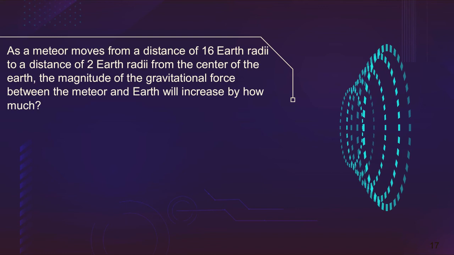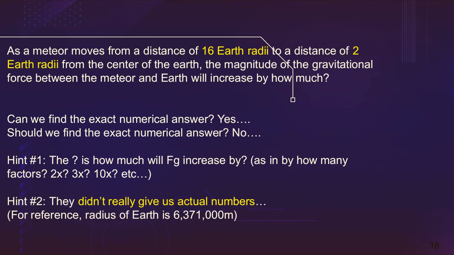So they've given us some numbers, and you might be inclined to find exact values. Can you do that? Yes. Should you do that? No. And here's a couple of hints. Hint number one is it just basically said, how much will that increase by if this change was made? It changed from going from 16 to 2. Well, we know we're reducing the distance, so we know we're obviously increasing the FG. We just want to know by how much. So it's basically referring to a factor. Is it 10 times, 15 times, whatever?